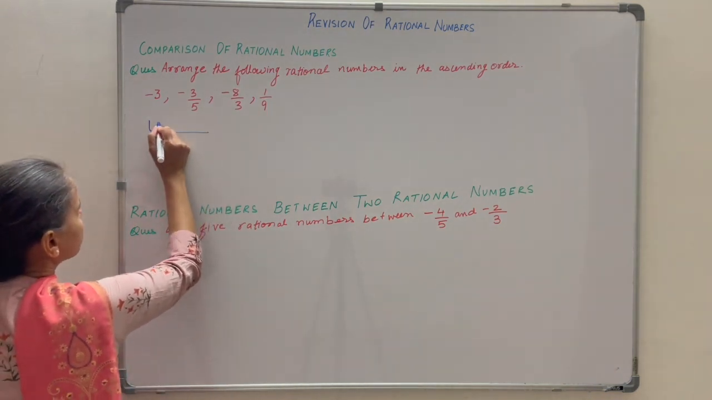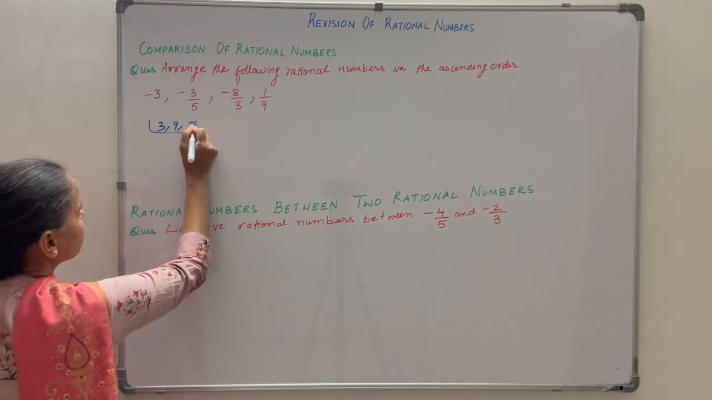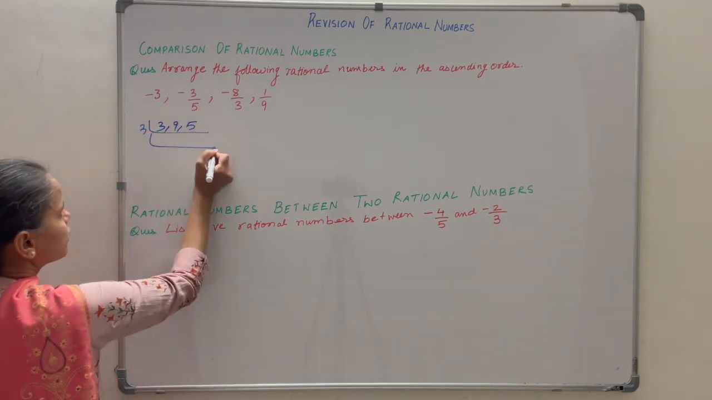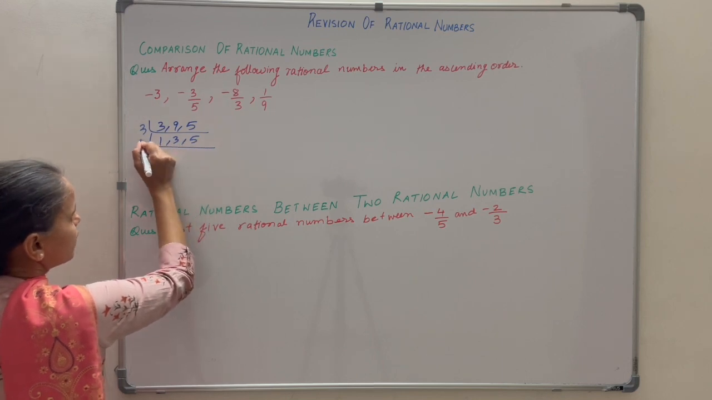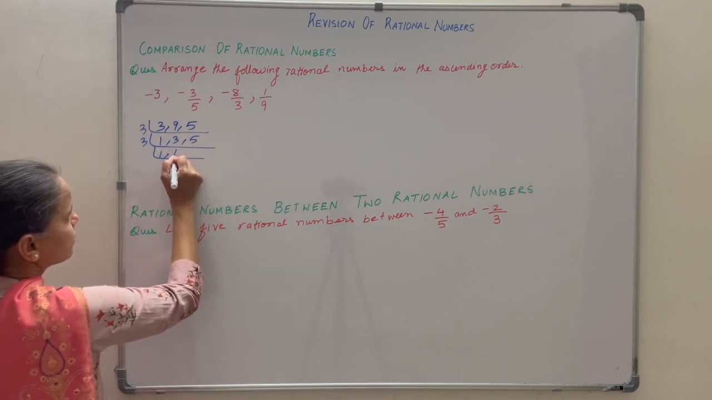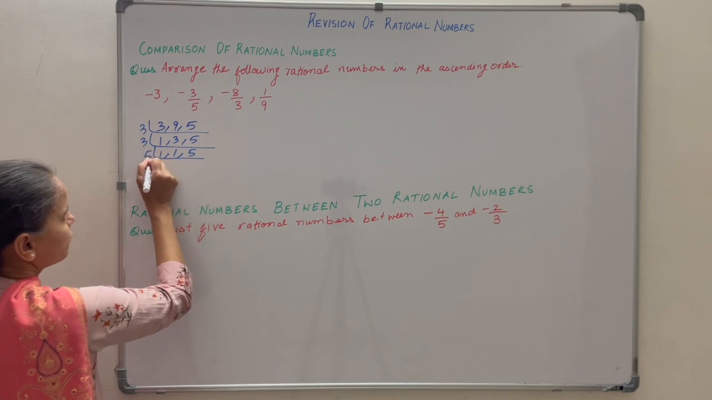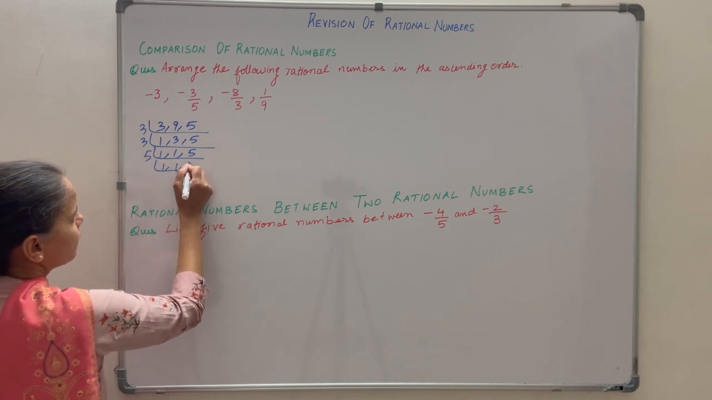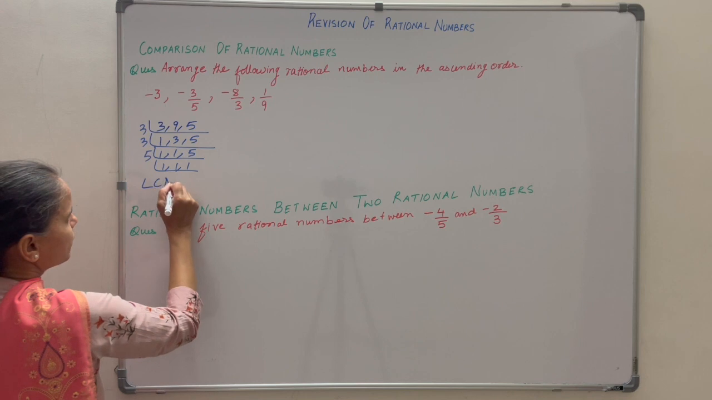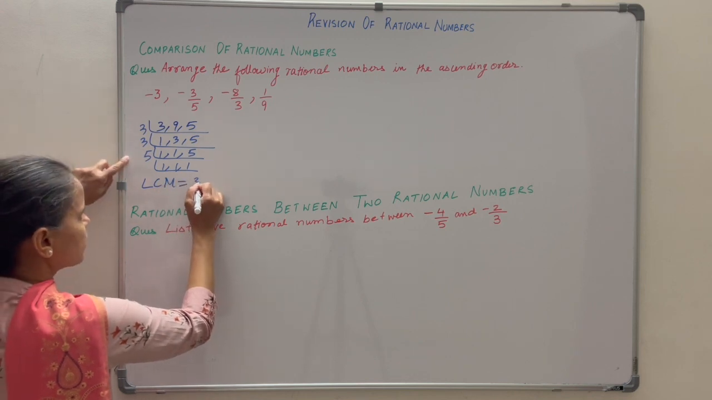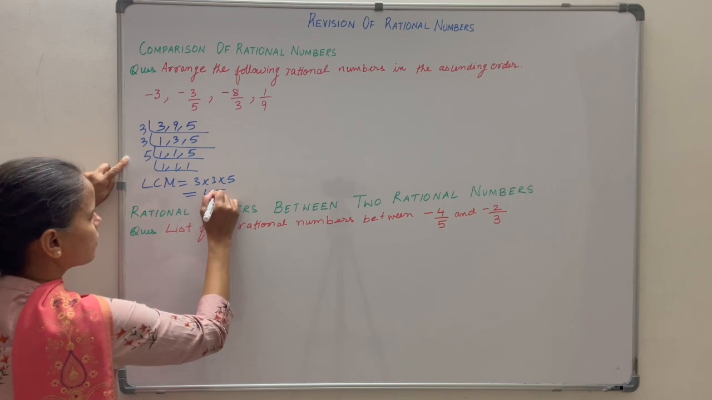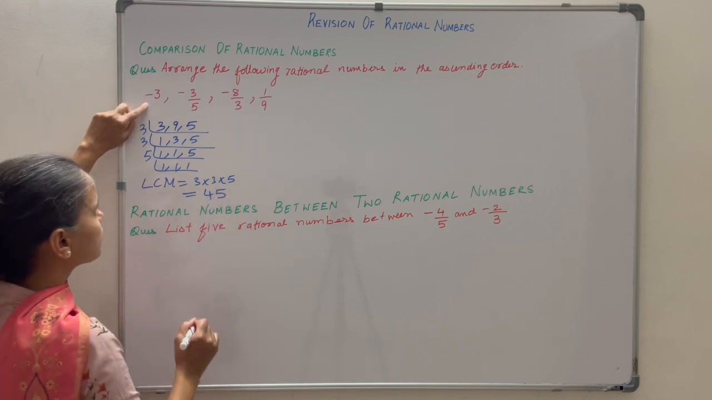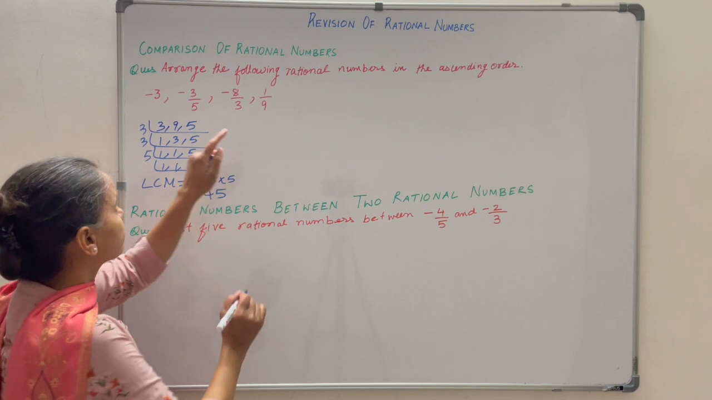So the LCM for 3, 9 and 5. First you will divide by 3. Now you have to again divide by 3. Here you have to divide by 5 now. So what is the LCM? You need to multiply all these numbers, 3 into 3 into 5. So the LCM is 45. Now let us make the denominators here 45.